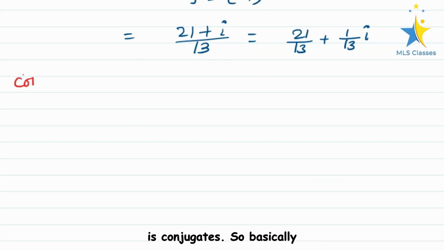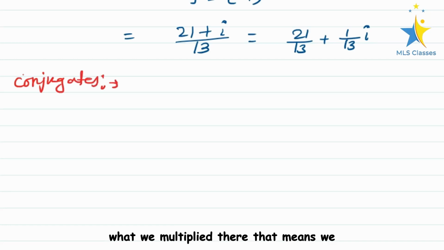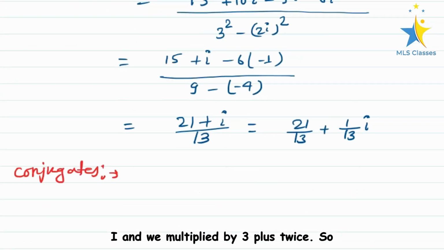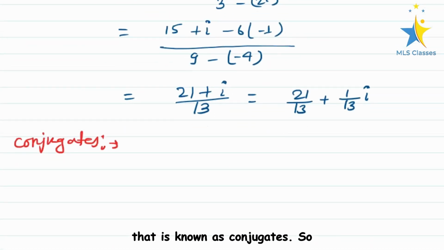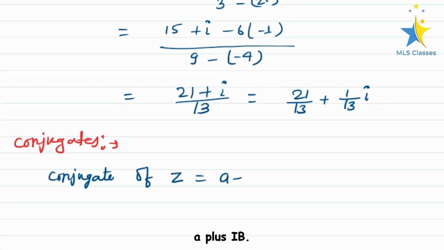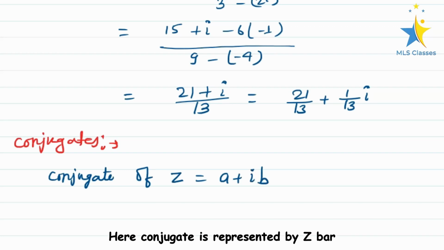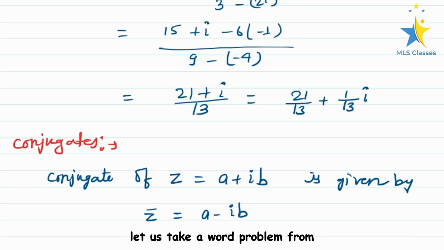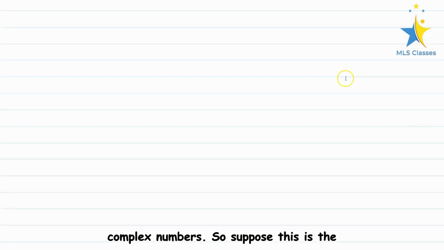Then next is conjugates. Basically, what we multiplied there, that means we had 3 minus 2i and we multiplied by 3 plus 2i. That is known as conjugates. So the conjugate of z equal to a plus ib is represented by z bar, and that is equal to a minus ib. Now let's take a word problem from complex numbers.